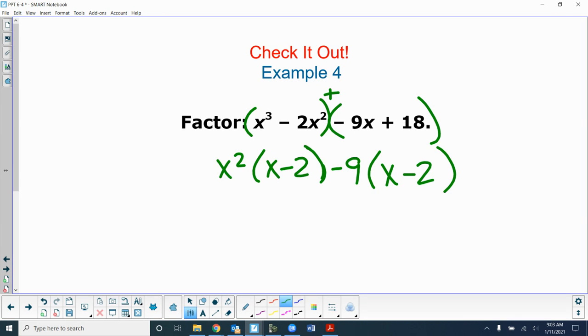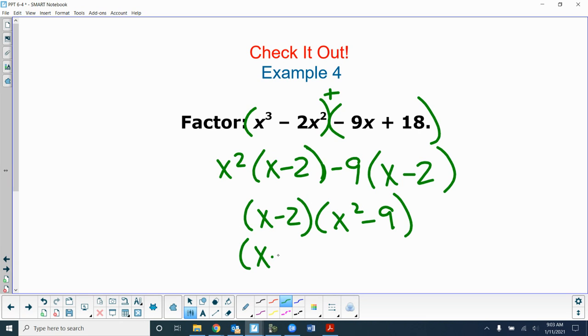Okay, so what's my one common factor? X minus 2. My other one's x squared minus 9. Is it finished? No, it's one of those difference of squares again, so I gotta finish up. Square root of x squared is x, 9 is 3, one's plus, one's minus, doesn't matter which one's which, just one of each. Okay?